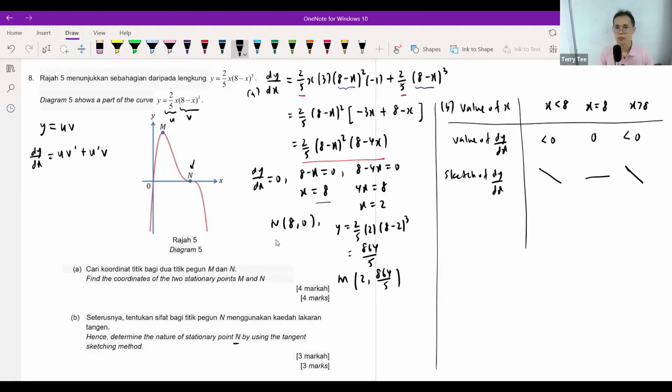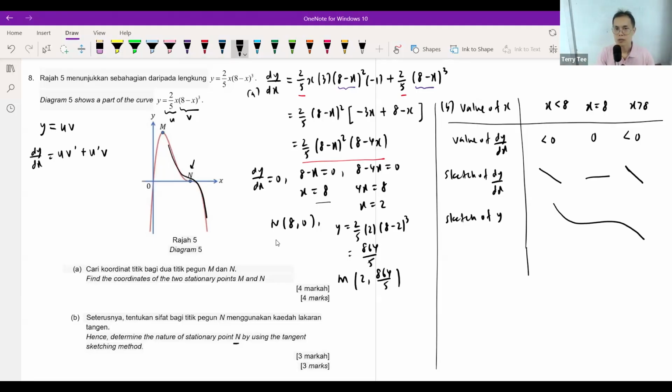Okay. Now, we need to sketch your y. Your y is the graph. Now, the graph is going down, horizontal, and down. Similar here, right? Actually, the graph already showed you. We should get the same thing, right? You can see from the diagram, it's going down, horizontal, down again.